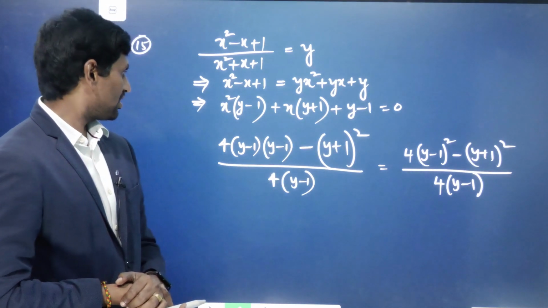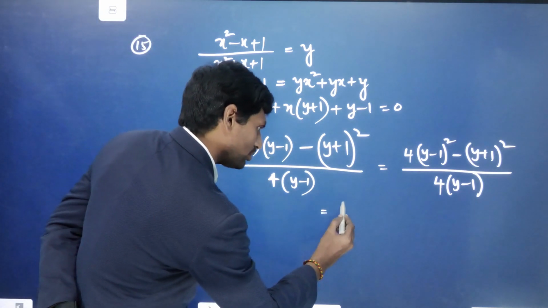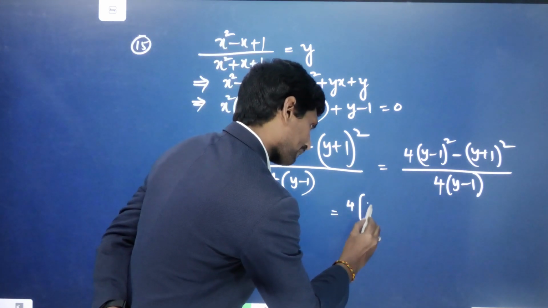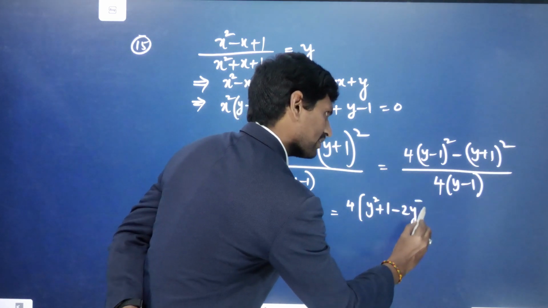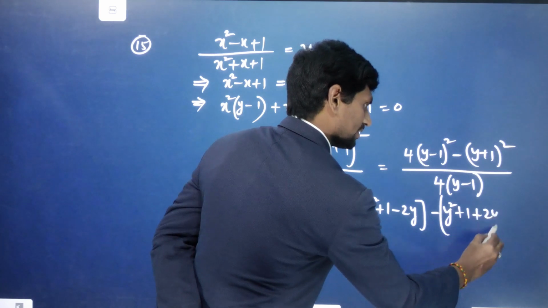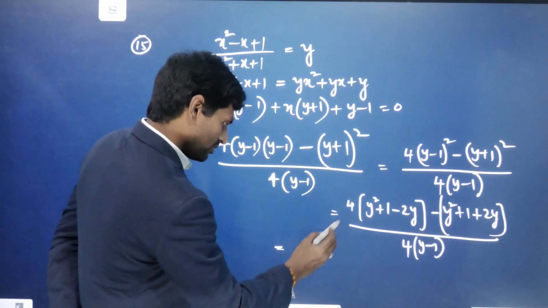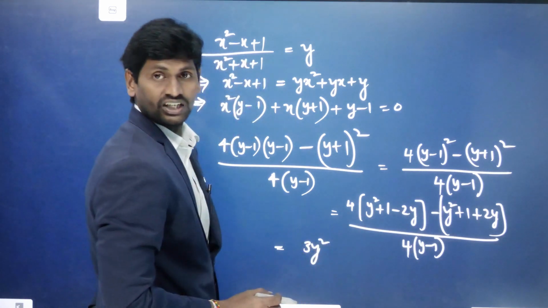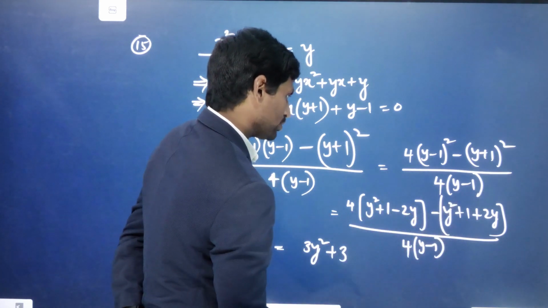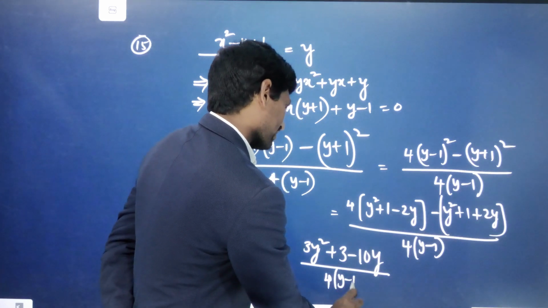Now check whether any cancellations are there or not. Or let us expand this and eliminate the extra terms. The a minus b whole square format is a square plus b square minus 2ab. With the minus symbol I am just writing a square plus b square plus 2ab, whole by 4 into y minus 1. Okay, now one more step. This is 4y square minus y square, 3y square. Directly I can take 4 into 1, 4, 4 minus 1, 3. Now y terms: minus 8y minus 2y, minus 10y, by 4 into y minus 1.